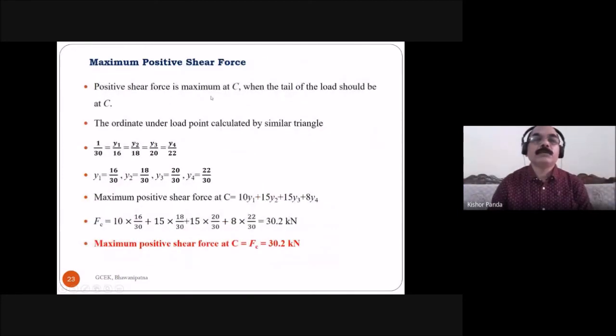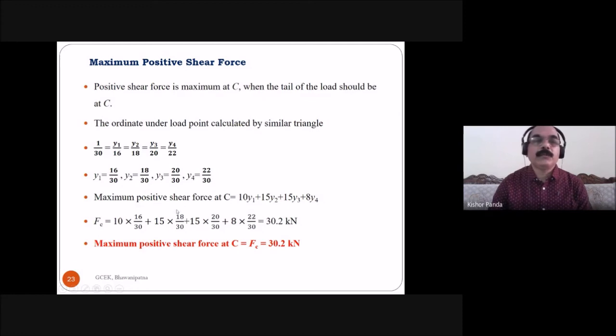The positive shear force is maximum at C when the tail of the load is at C. The ordinates at the load points are calculated by similar triangles: 1 by 30 is equal to Y1 by 16 is equal to Y2 by 18 is equal to Y3 by 20 is equal to Y4 by 22. From this relation we find Y1 is equal to 16 by 30, Y2 is equal to 18 by 30, Y3 is equal to 20 by 30 and Y4 is 22 by 30.